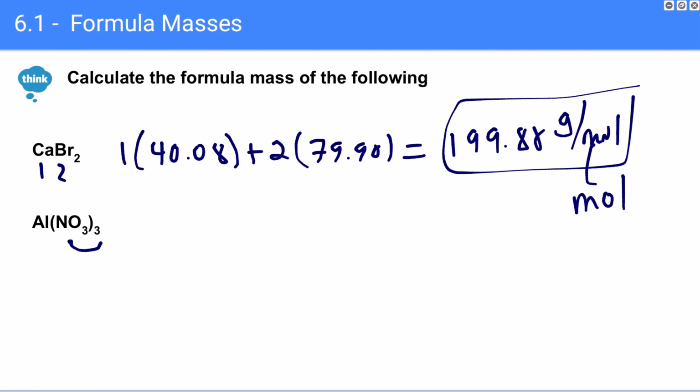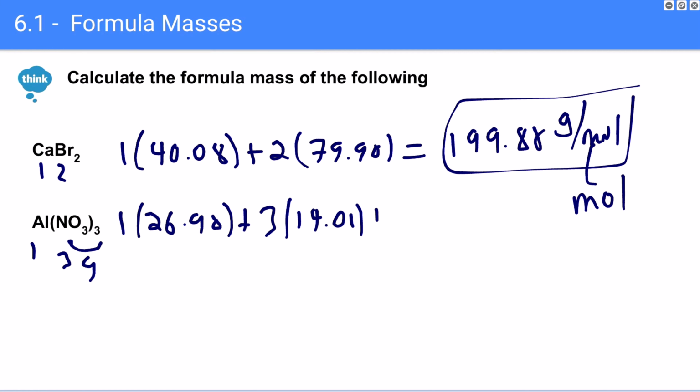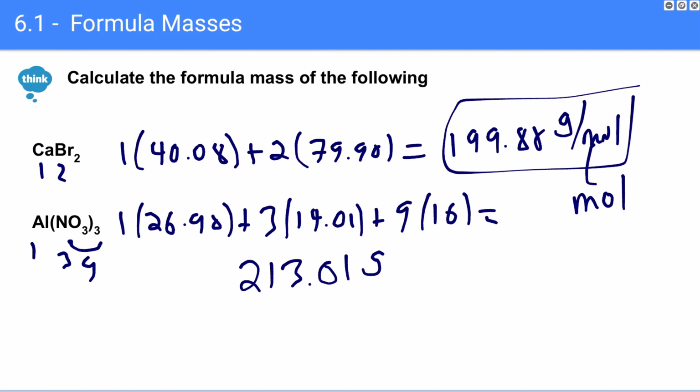Al(NO3)3, remember that's the distributive property of math there. So we have 1 aluminum, 3 nitrogens, and 9 oxygens. So 1 aluminum at 26.98, 3 nitrogens at 14.01, and 9 oxygens at 16. And we just simply plug those into our calculator and solve. And we end up with 213.01 grams per mole.